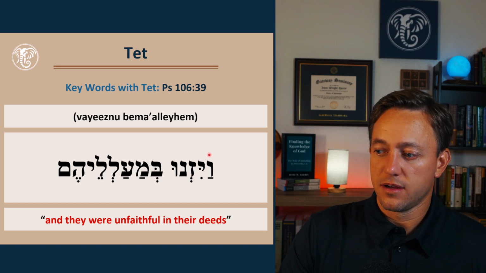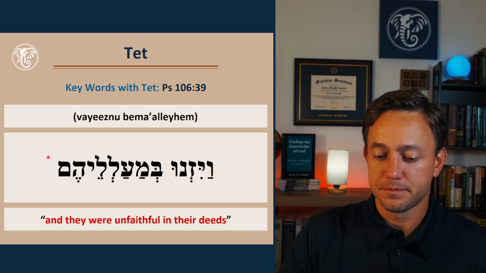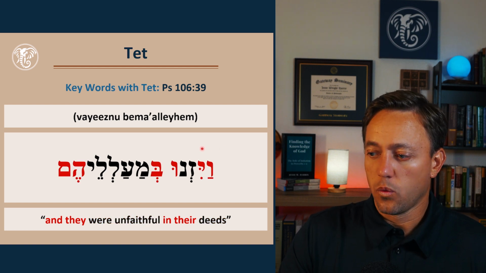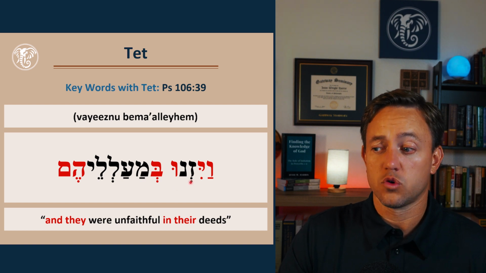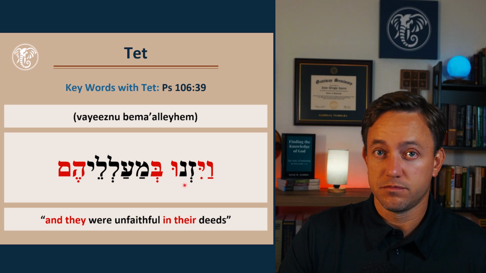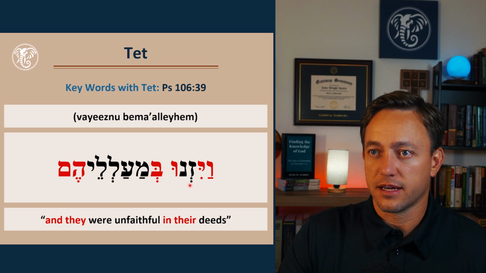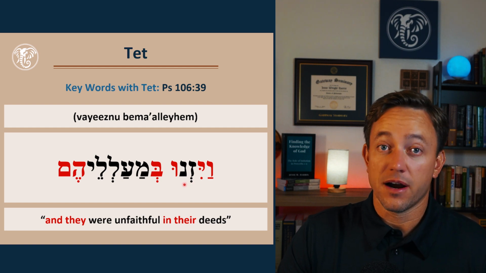And then we have va yiznu be ma'al lechem. All right, so what do we have here? Well, the root word here is actually zana, which means to be unfaithful. It really is normally used in the sense of being like a prostitute. So not just unfaithful, but very sexually promiscuous, even to the point of being a prostitute. But you can also use it in the sense of being unfaithful in a marriage. So being unfaithful.